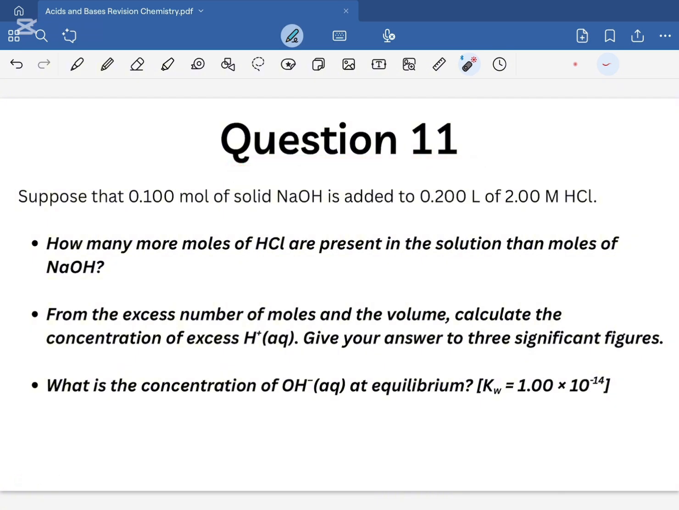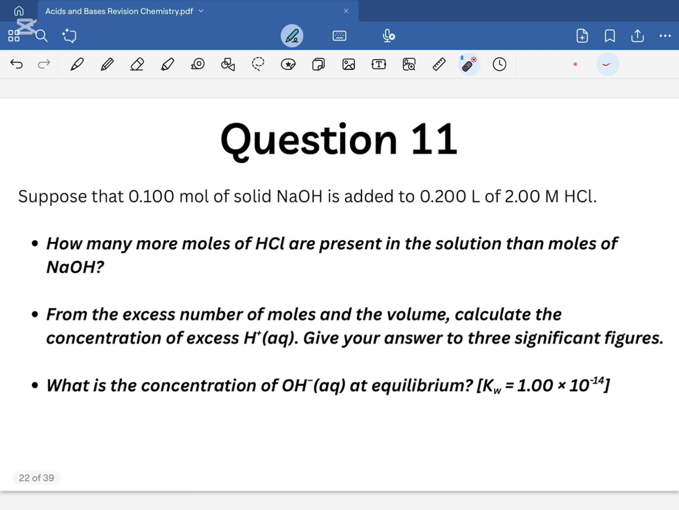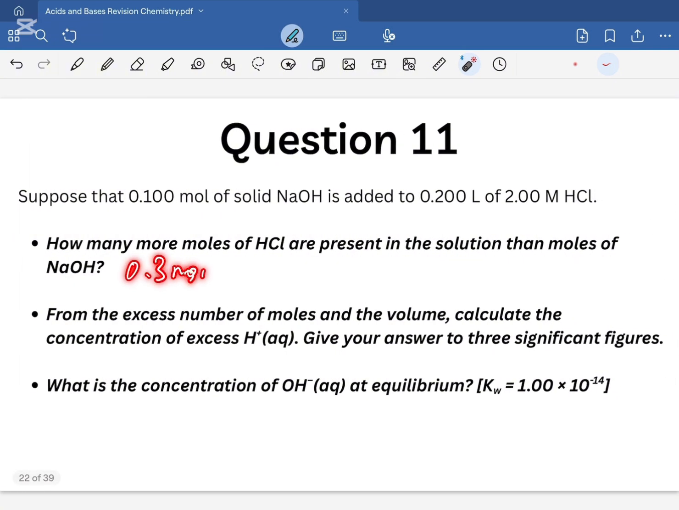Question 11. Suppose that 0.1 mole of solid NaOH, this is a strong base, is added to 0.2 liters of 2 M HCl, which is a strong acid. How many more moles of HCl are present in the solution than the moles of NaOH? So first I've found the moles for the NaOH, which is given as 0.1, and of HCl is C times V, 2 times 0.2, and the answer is 0.4. Then I subtracted to get the extra moles of HCl, which are 0.3 mole. So the moles will be 0.3 mole of HCl.